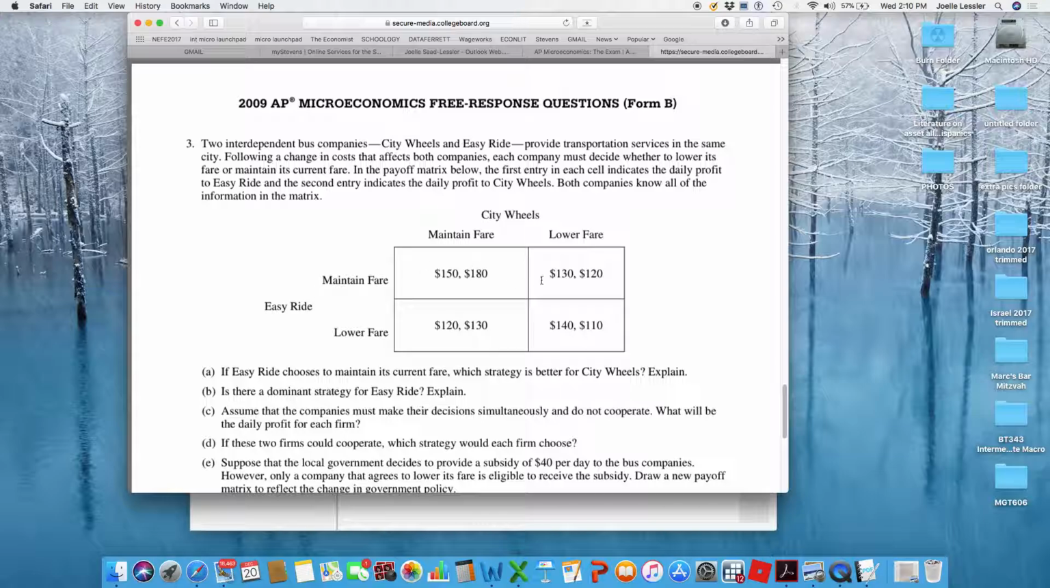The way you can read this payoff matrix is: if Easy Ride maintains the fare and City Wheels maintains the fare, Easy Ride makes 150, City Wheels makes 180. If Easy Ride maintains the fare and City Wheels lowers the fare, Easy Ride makes 130, City Wheels makes 120. If Easy Ride lowers the fare while City Wheels maintains the fare, Easy Ride makes 120, City Wheels makes 130. And finally, if Easy Ride lowers the fare and City Wheels lowers the fare, Easy Ride makes 140, City Wheels makes 110. That's how you read the payoff matrix.